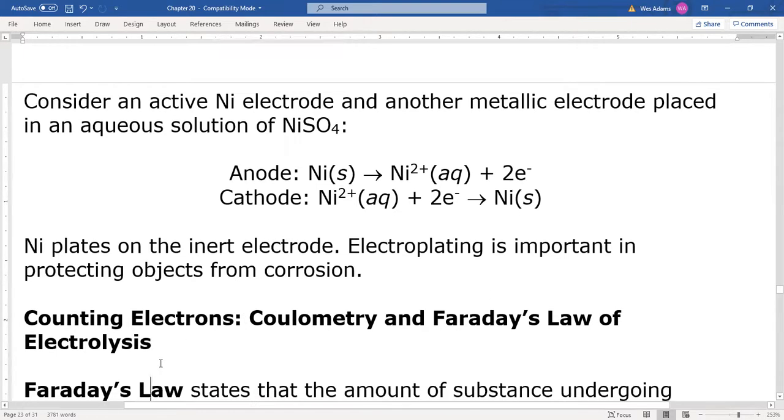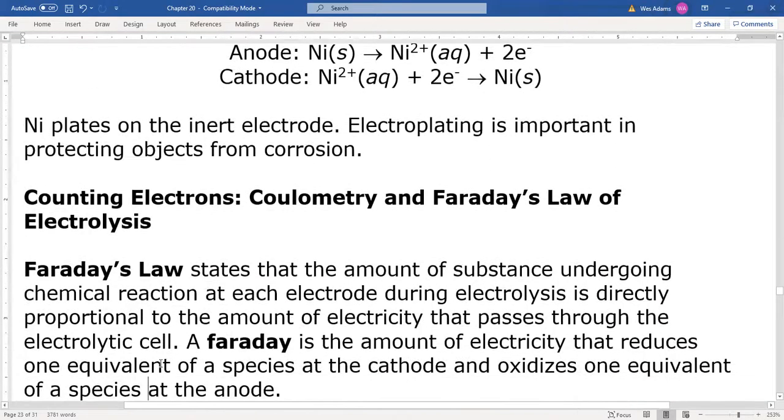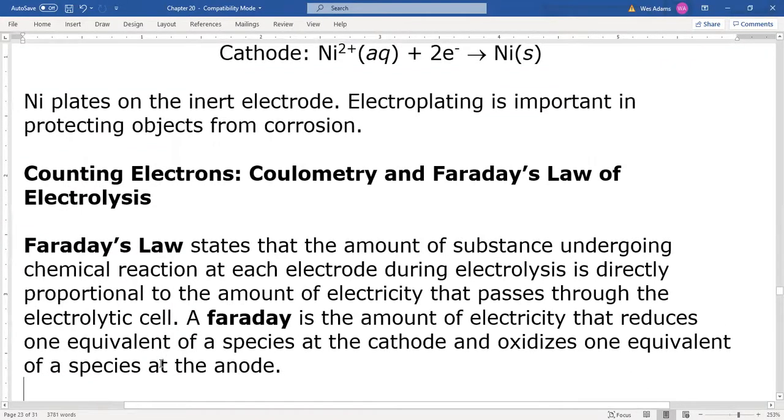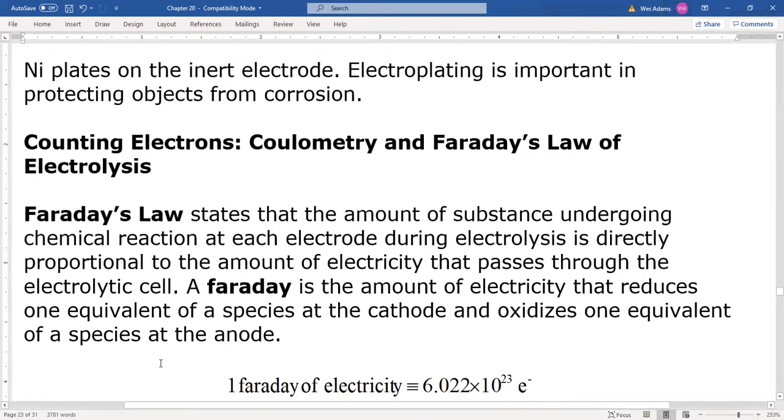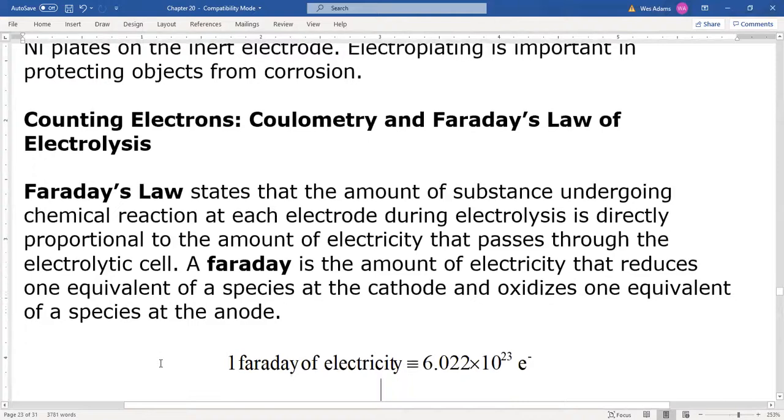So if we want to look at some of these electrolysis reactions, we have to apply Faraday's law. Faraday's law states that the amount of substance undergoing a chemical reaction at each electrode is directly proportional to the amount of electricity that passes through the cell, and consequently, whatever the oxidation state is. A Faraday is the amount of electricity that reduces one equivalent of a substance at the cathode and oxidizes one equivalent of a substance at the anode, or it's a mole of electrons. So 1 Faraday of electricity is Avogadro's number of electrons, or 1 mole.